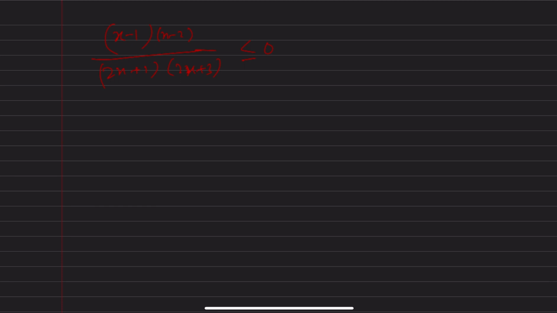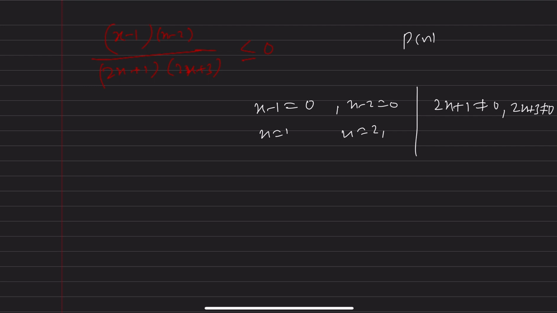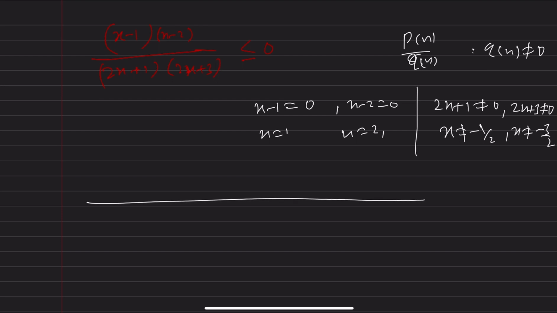Now for the numerator, x minus 1 equal to 0 and x minus 2 equal to 0, so x equal to 1 and x equal to 2. And also here 2x plus 1 should not be equal to 0 and 2x plus 3 should not be equal to 0, since they are in the denominator, like p of x over q of x. It is a rational function. You know that any rational function is defined if and only if q of x is not equal to 0. Therefore we consider 2x plus 1 not equal to 0 and 2x plus 3 not equal to 0. So x is not equal to minus 1 over 2 and x is not equal to minus 3 over 2. Now on the number line we'll draw all the points.